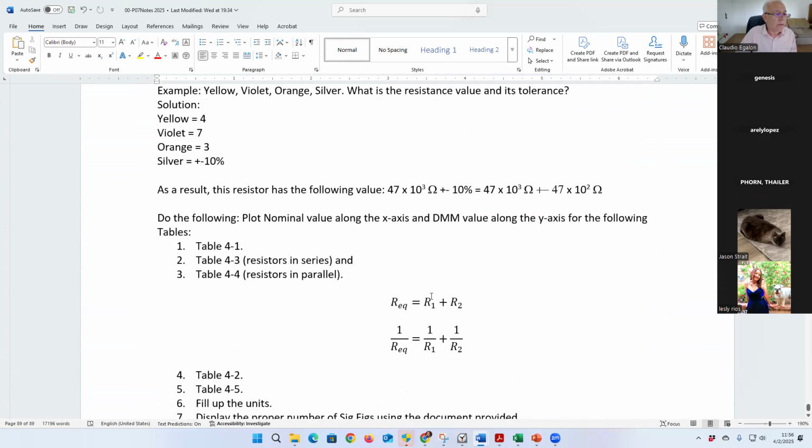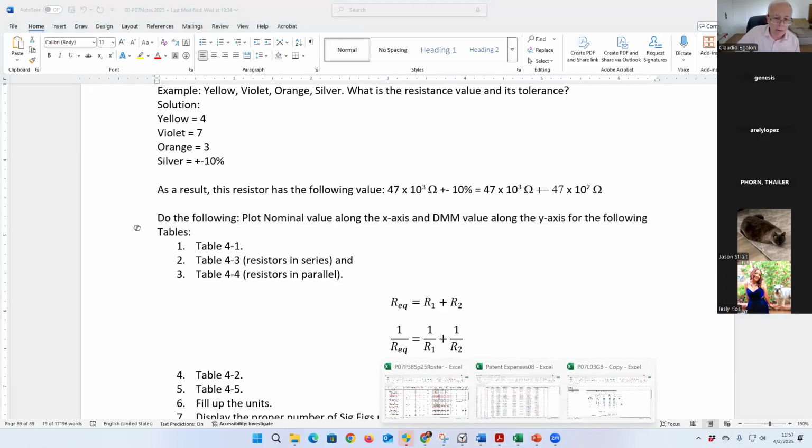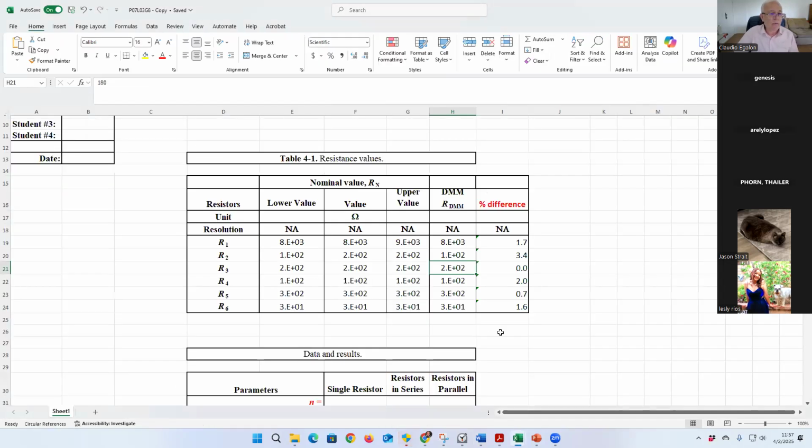Let's go. As a result, plot the nominal value along the x-axis and the DMM value along the y-axis for the following tables. That's the first plot. We are going to see how close the nominal values are to the measured values of the resistor. Our first graph should be the plot of table 4-1.